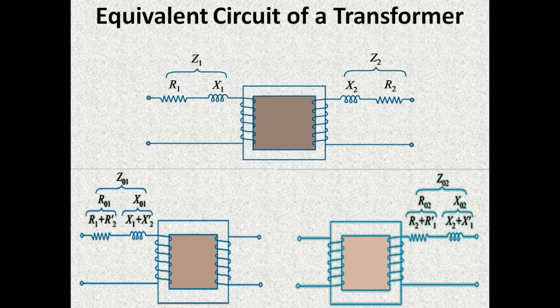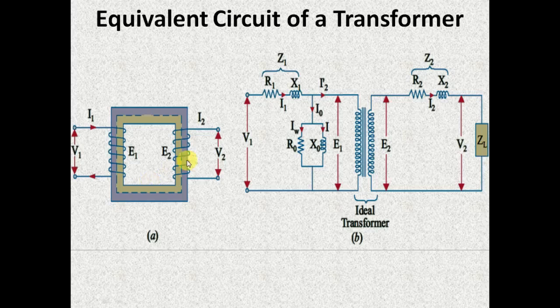You must keep in mind that while shifting any primary resistance or leakage reactance to the secondary side, you have to multiply it by K square. And when shifting the secondary resistance or secondary leakage reactance to the primary side, you have to divide it by K square. The diagram of the transformer and its corresponding equivalent circuit is shown here.